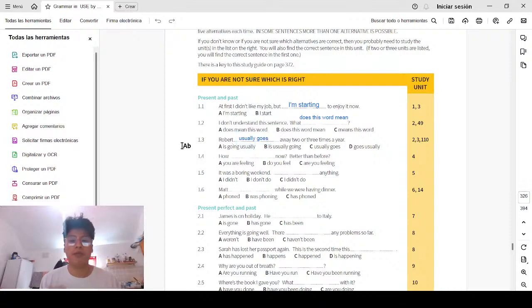Why? We have to remember the structure of the adverbs. In this case, usually always goes before the main verb, except when you use a verb to be. When you use a verb to be, usually or always or something like that goes after. But when you use a main verb like go or kill, a verb that is not a verb to be, it always goes before the verb. So in this case, Robert usually goes away 2 or 3 times a year. Next question.